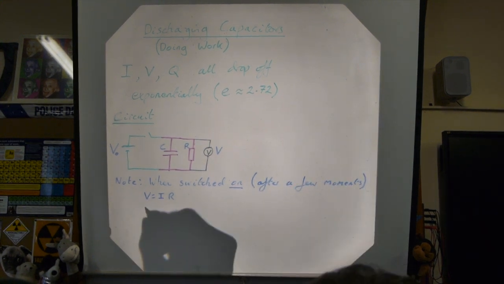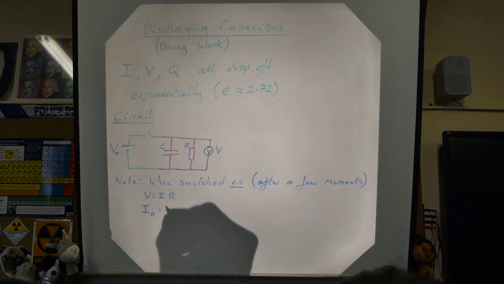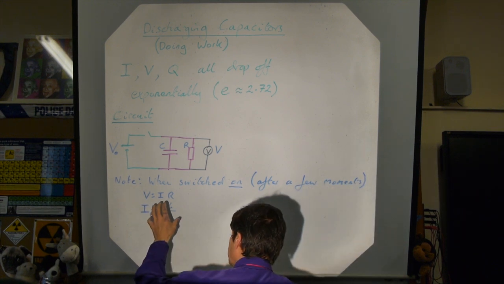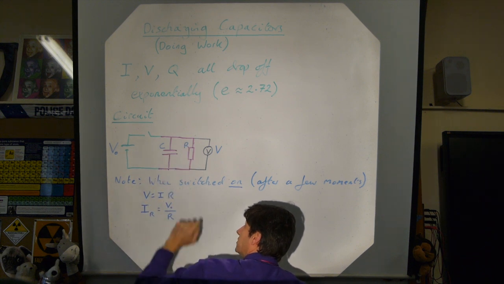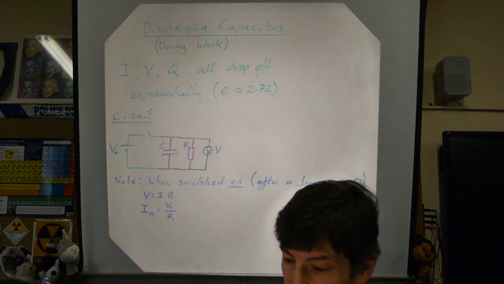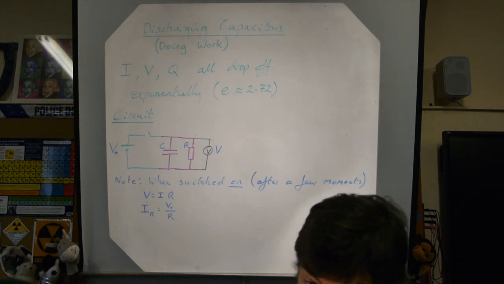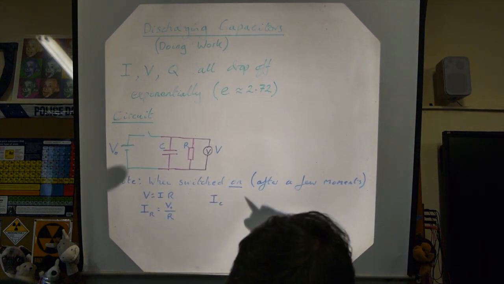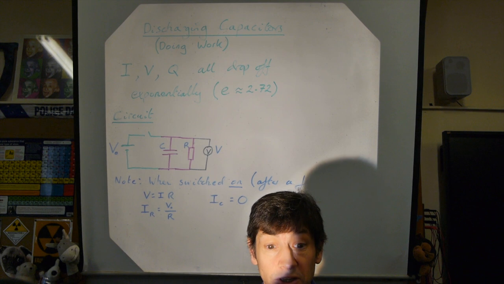So I is V over R, so we can say I, the current in the resistor, will be equal to the voltage across it, which is V0, divided by its resistance. That's something we can say at all times that the switch is switched on. There'll be a current in this resistor. But if we leave the circuit for a few moments, that will stay the same, but the capacitor will be completely charged up. So we can say that the current through the capacitor branch after a few moments will be 0 because the capacitor is fully charged.